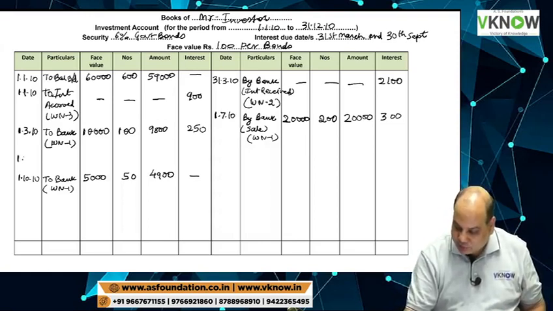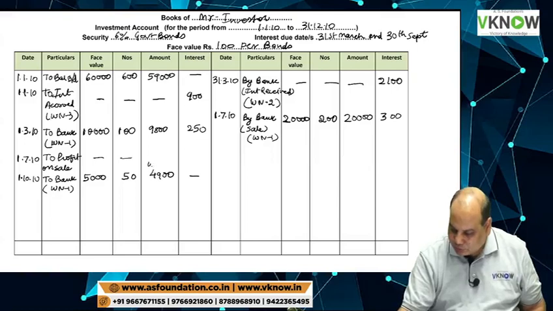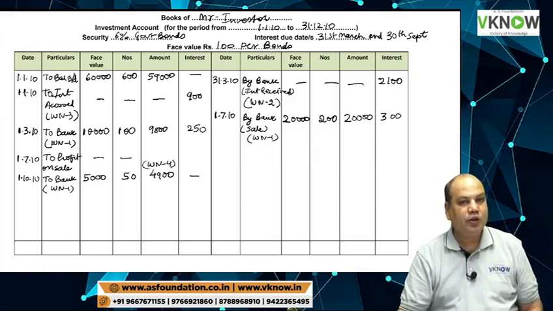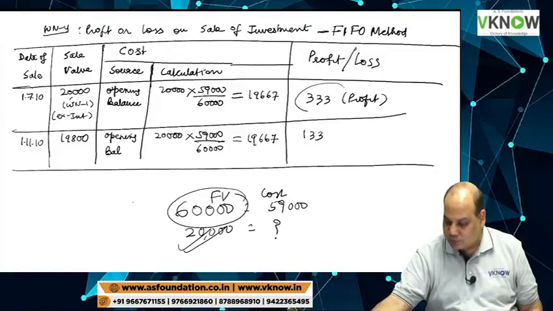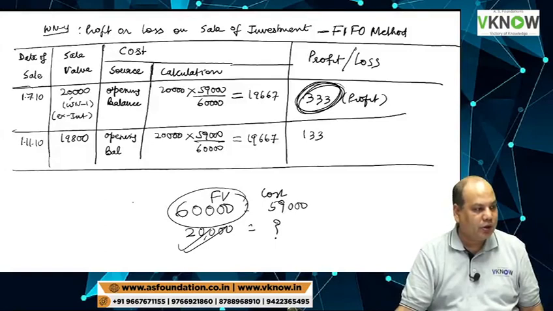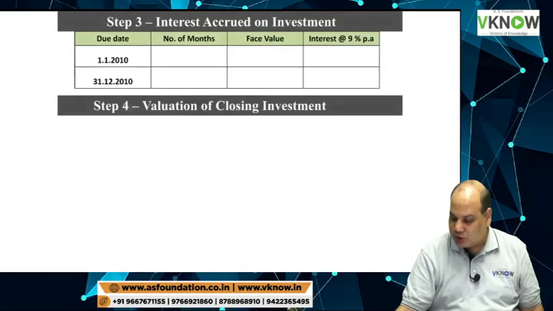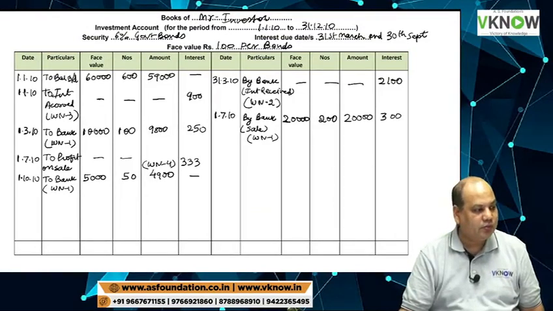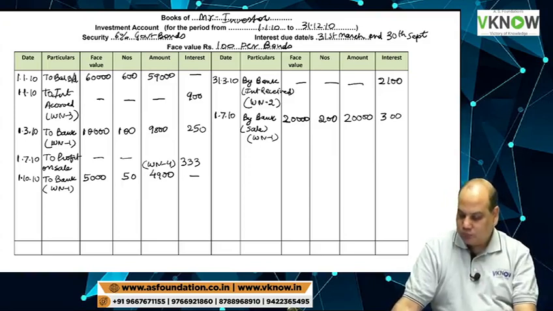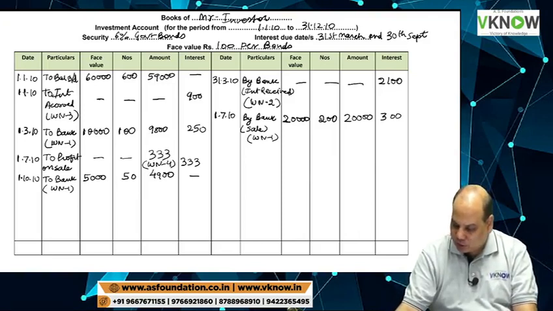So on the debit side, 1710 to profit on sale. In amount column, working note 4, profit on sale. On the screen at the top, 333. This is the profit on sale of the first time when you sold. So you write down here 333. Is it right now? Profit on sale 333 right here in amount column.